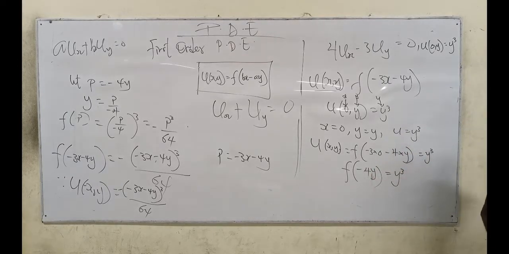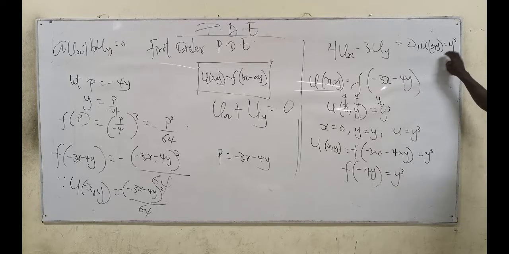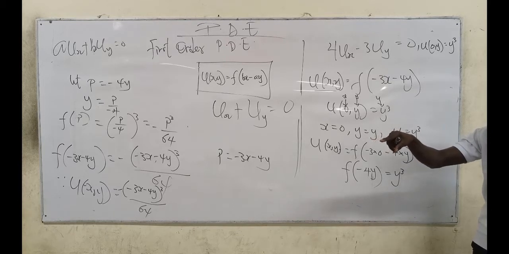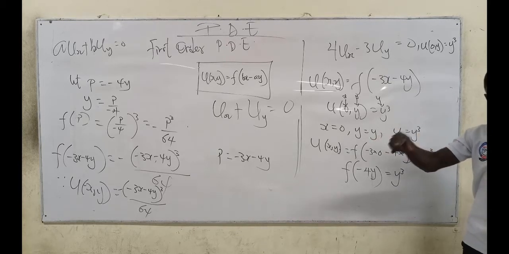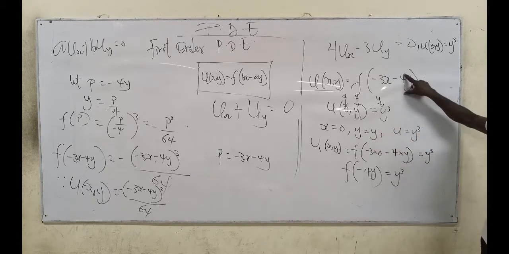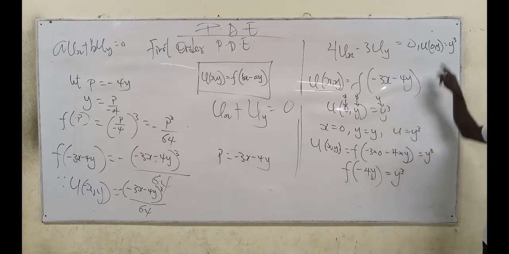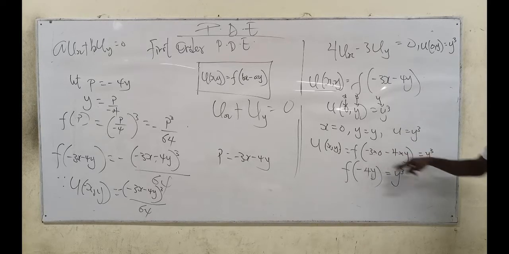Wait, that is the condition you are giving. You are giving the IVP. Here is a general solution. You want to get the particular solution. So this is the general solution. In getting a particular solution, you have to use the IVP to do the substitution.